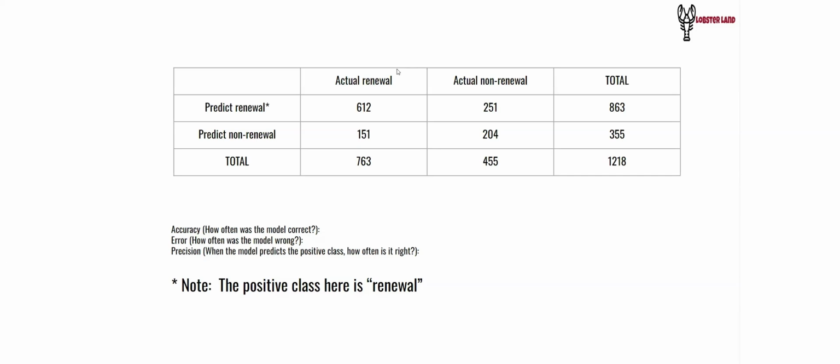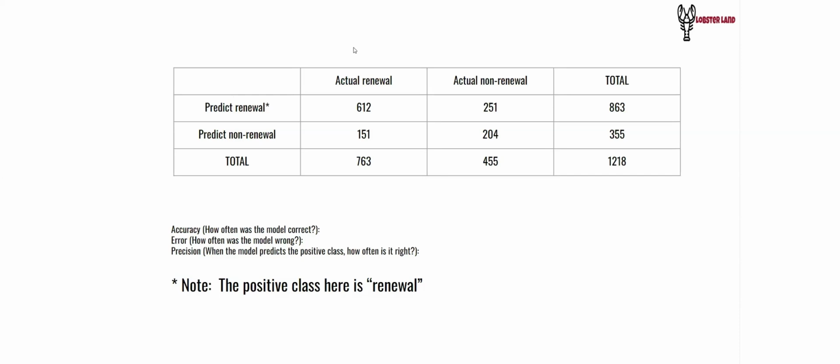And what this is really showing us is what the model predicted, how many times it predicted each of the two possible outcomes, and also what the true results were based on this set of records. And the question here is whether a household will renew its Lobsterland membership. There were 1,218 total households included in this model. The predictions are covered down the rows, and the actual results are shown across the columns.